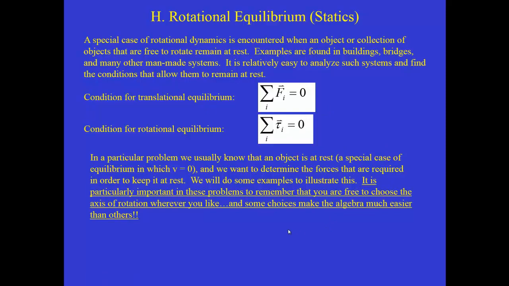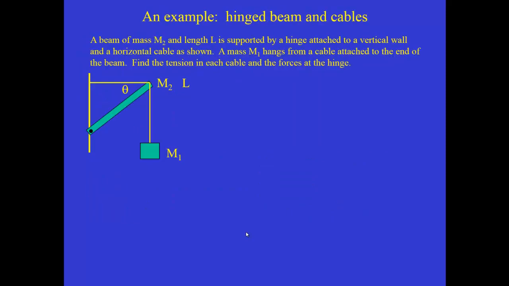But it's particularly important to remember in these problems that you are free to choose the axis of rotation about which you will calculate the torques wherever you like. You'll get the same answer no matter where you choose to set the axis of rotation. But some choices will make the algebra much easier than others. So pick the one that makes life the easiest. And often that will be a point on the object where several forces act, because we know that if a force is acting along a direction that passes through the rotation axis, then that force provides a torque that's equal to zero.